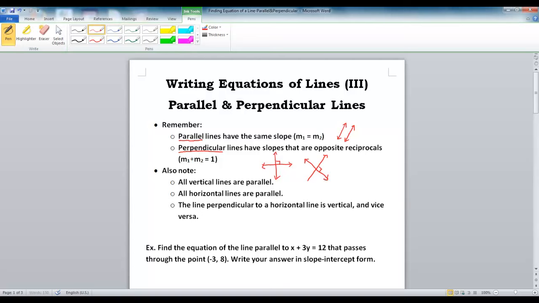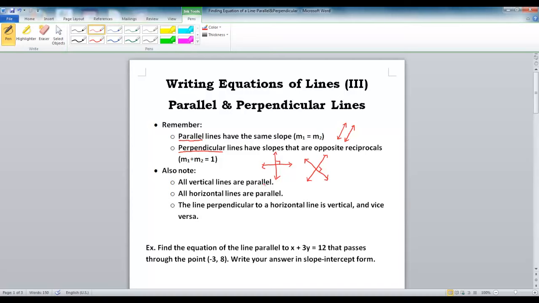So these lines are perpendicular to each other, and we know that their slopes have to be opposite reciprocals. So if this line had a slope of, say, positive 2, that would mean this line has a slope of negative 1/2. Now, a few other things to keep in mind as we work here.